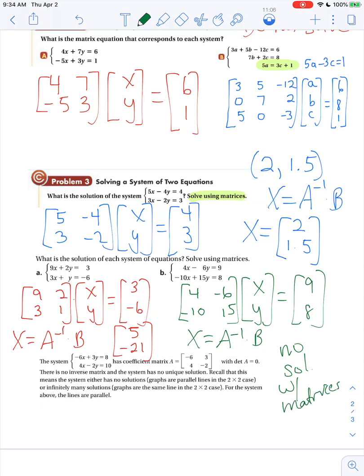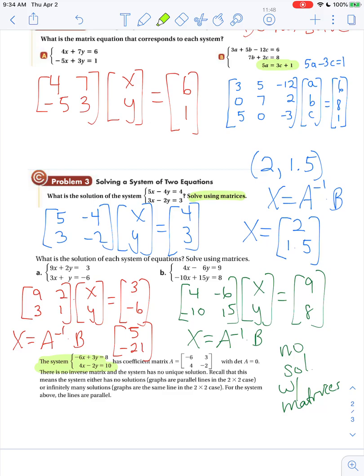So what's happening is this could actually be no solution or infinitely many solutions. If you read the paragraph down below, and I'm going to start right here, it says the system negative 6x plus 3y equals 8, 4x minus 2y equals 10 has this coefficient matrix A, and the determinant is 0. There is no inverse matrix, and the matrix has no unique solution. Recall that either means it's no solution, which means parallel lines if you graph the two lines, or infinitely many solutions, which is the same line.